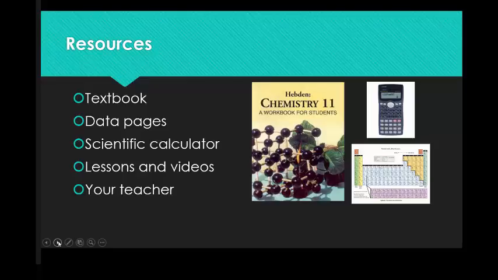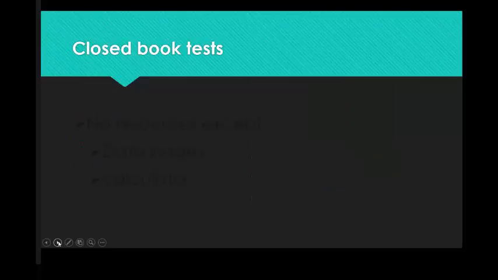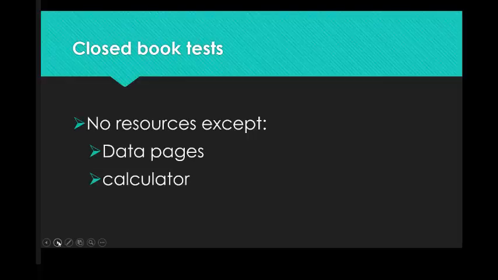There are tests in Chemistry 11. There are unit tests in the course, which are electronic timed tests. All of the tests are closed book. Closed book means that there are no resources allowed except for your data pages and your calculator. You are allowed to have data pages and a calculator.